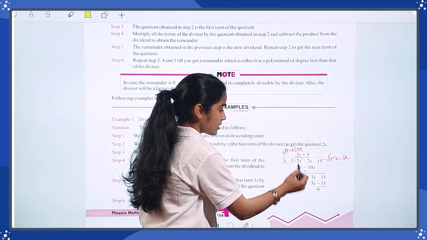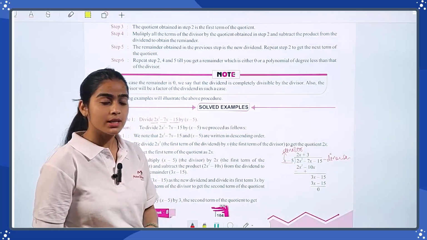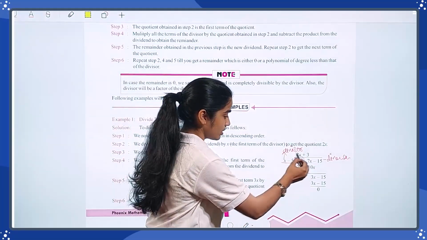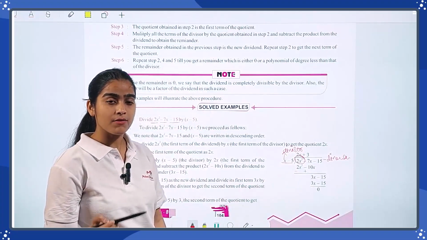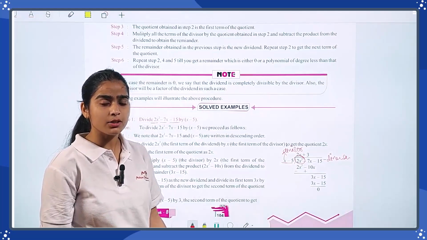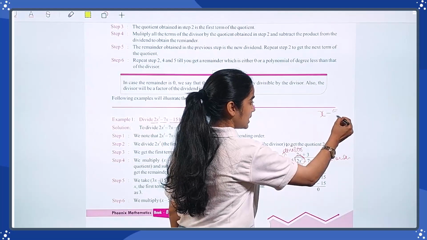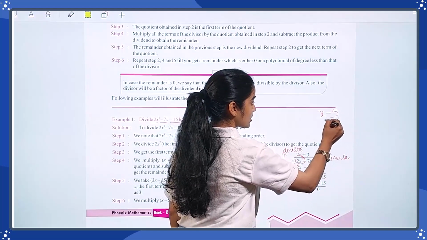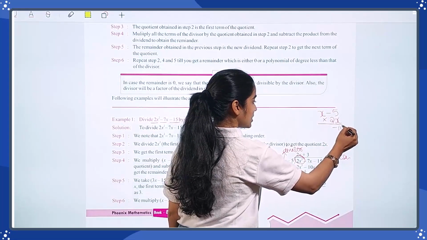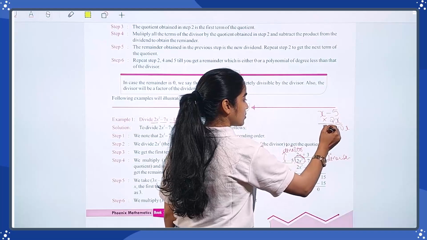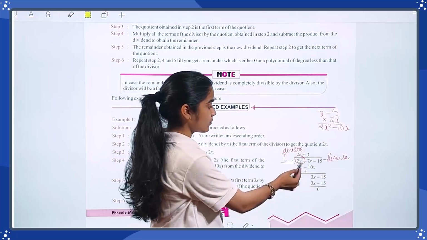When you have your divisor, you have to multiply a particular number with your divisor so you get the first term of the dividend. For example, I have x, but I need 2x square. It means if I multiply x with 2x, I will get 2x square. So x minus 5 multiplied with 2x: 2x multiplied by 5 is minus 10x, and 2x multiplied by x is 2x square. So I got my term.